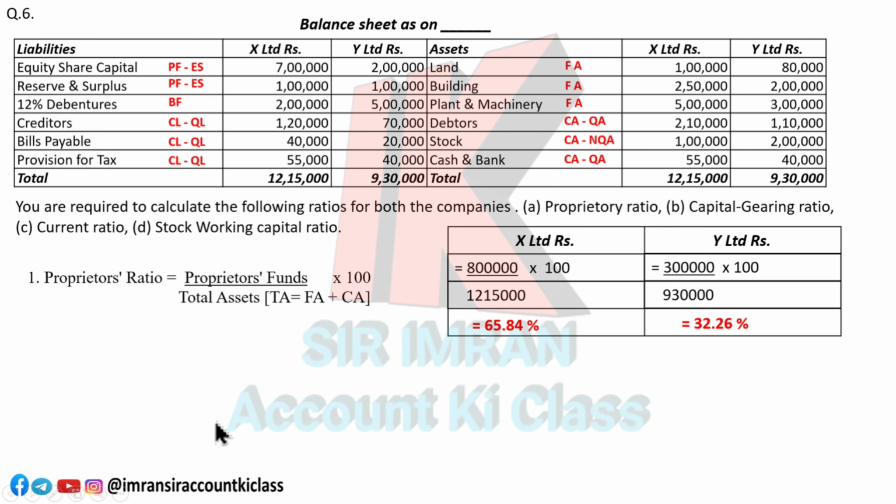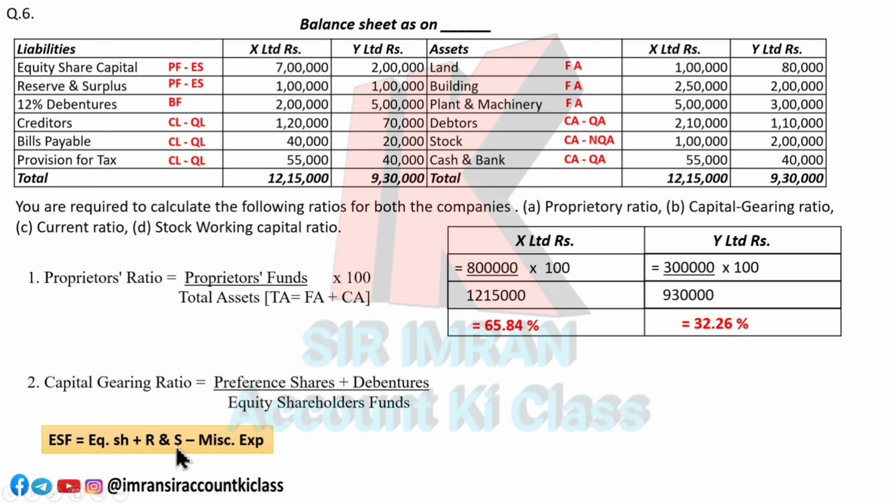Now the next ratio is capital gearing ratio: preference share plus debenture upon equity shareholder fund. In this, preference share is not given. Debenture is there for 2 lakh and 5 lakh. Equity shareholder fund has the formula: equity share plus reserve and surplus minus miscellaneous. Miscellaneous will appear on the asset side. There are no miscellaneous expenses, that is P&L debit entry, fictitious asset or share issue expense. So we only have to add 7 and 1, that is 8 lakh.